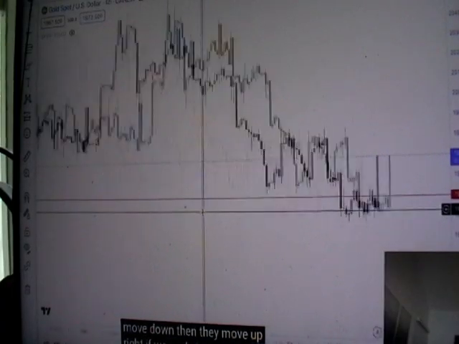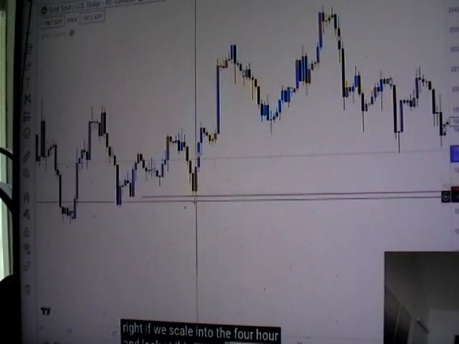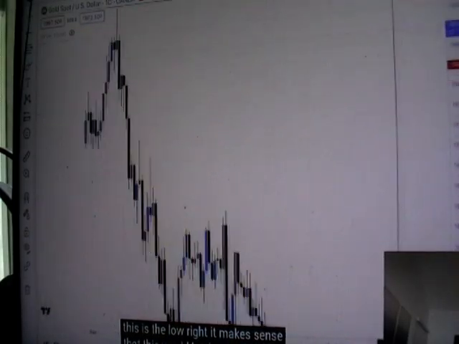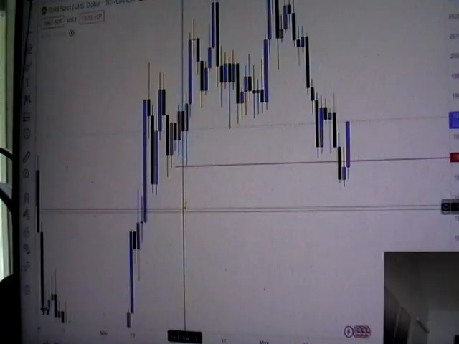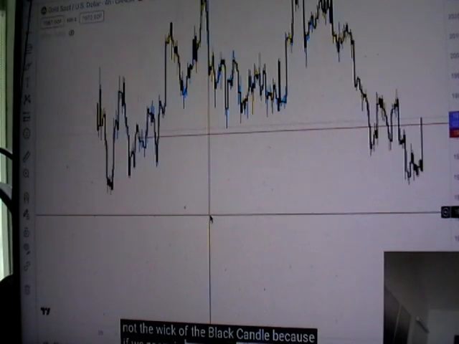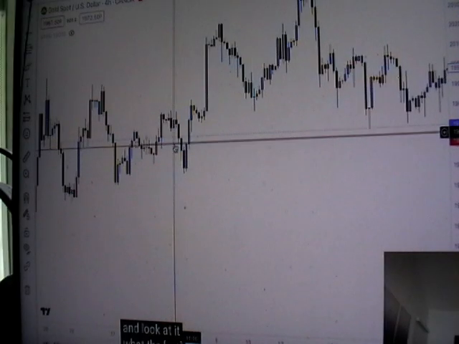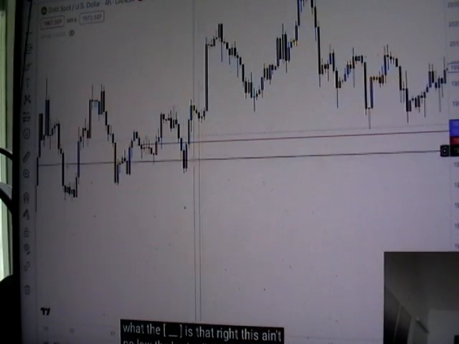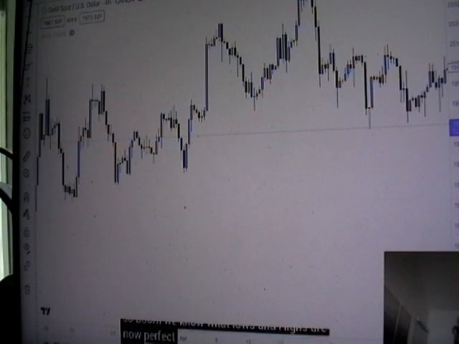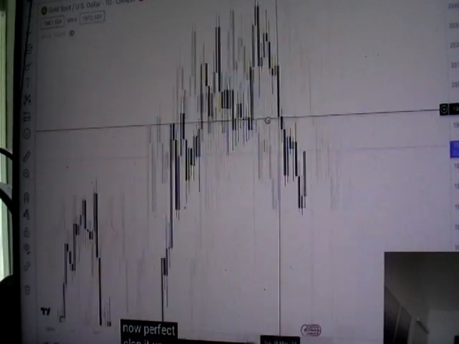If we scale into the 4 hour and look at this, this is the low. It makes sense that this would be the low and not the wick of the black candle, because if we zoom in and look at it, what the fuck is that? This ain't no low. The low's all the way down here. Okay? So boom. We know what lows and highs are now. Perfect. Clap it up. We got the super beginner shit done.